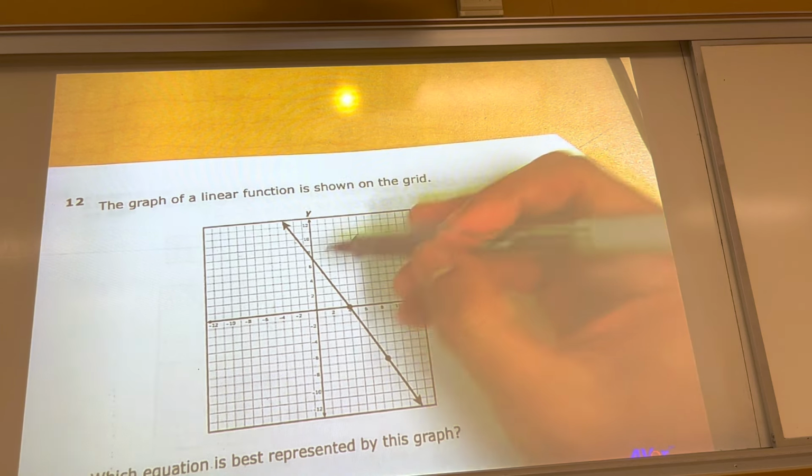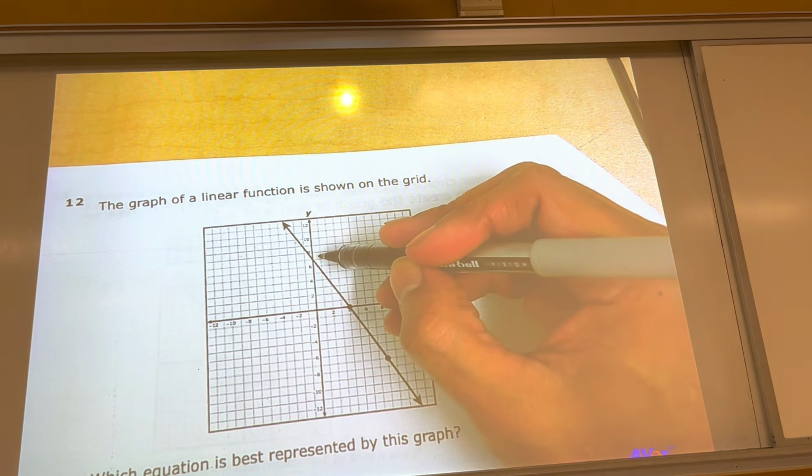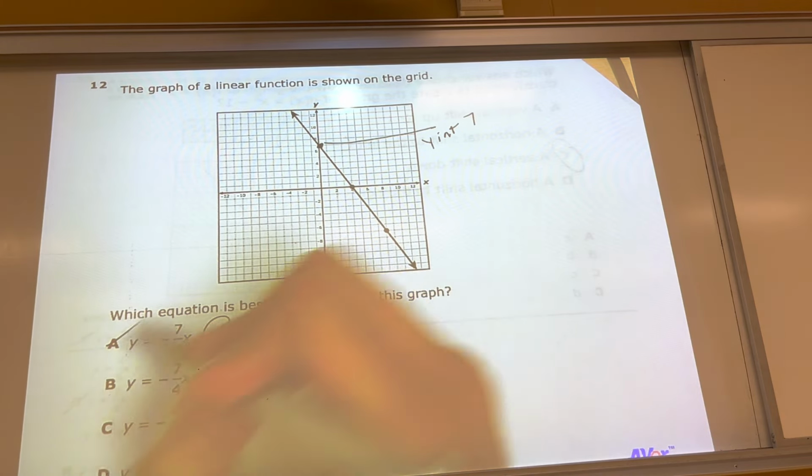12. This is nice and simple. This is that 7, 8. This is 4, 5, 6. That's a 7. Y-intercept is 7. Which means it can't be this or this, so those are gone.